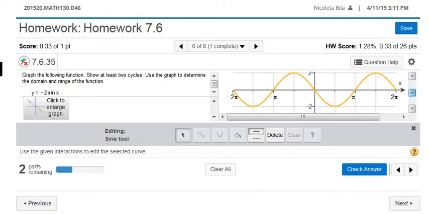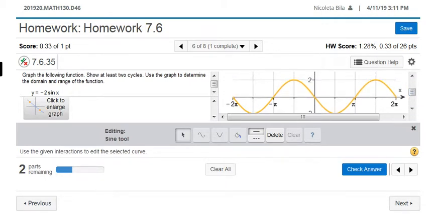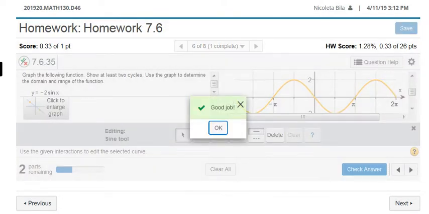Every time you have a minus in front of the function, that minus sign tells you that you need to use a reflection about the x-axis. So this is our graph, negative sine x. We are going to check the answer. Yes, good job.